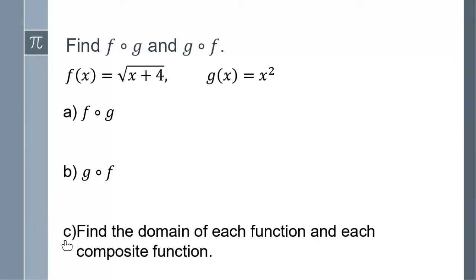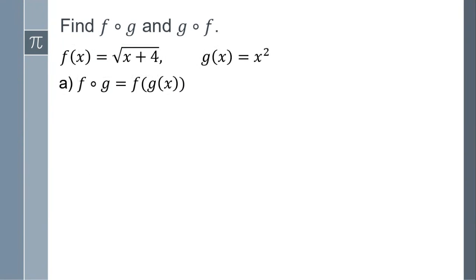Letter C is what sometimes students struggle with. And so let me just go through this. We have about 8 minutes left. So we have f composed of g, which is going to be equal to f of g of x. Plug in the g of x. So we get f of x squared. We're going to plug it in for x here. And we get the square root of x squared plus 4.